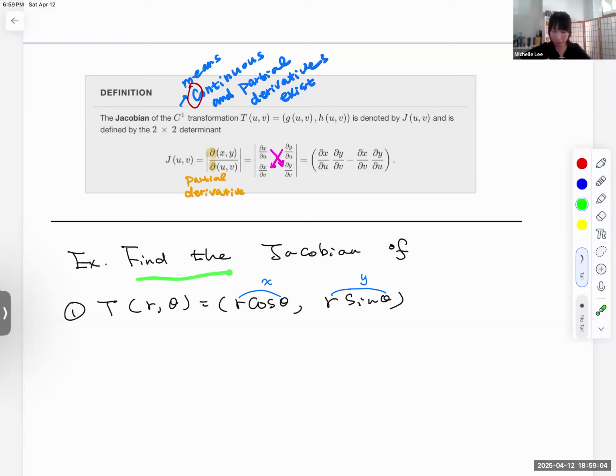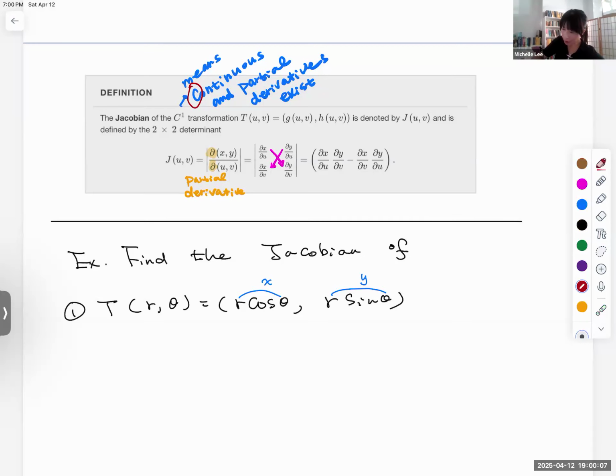Okay, now we want to find the Jacobian of T of r, theta. This is the output, and this is the input. It's not always x, y, it's not always r, theta, it's not always u, v. It depends on the function. It's given, right? So let's do it.